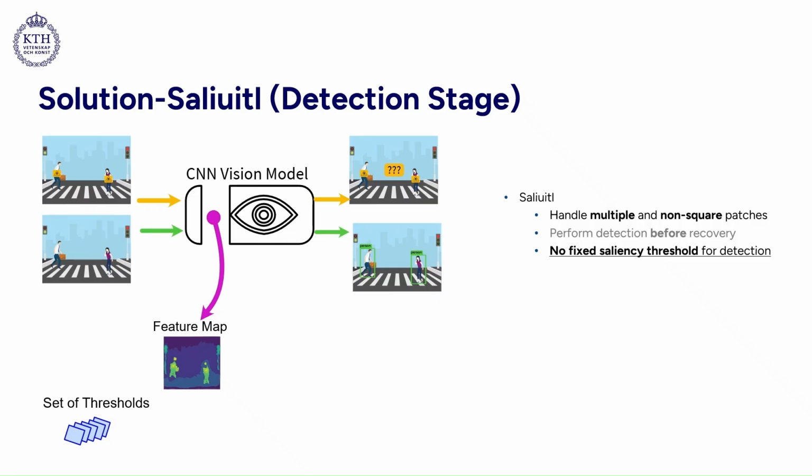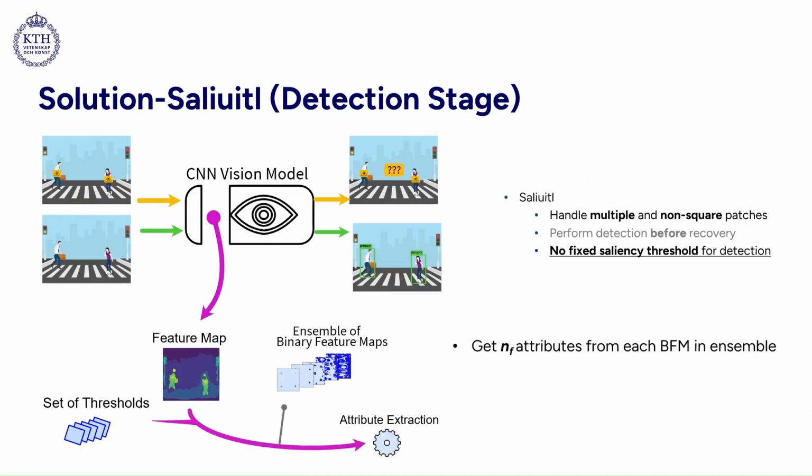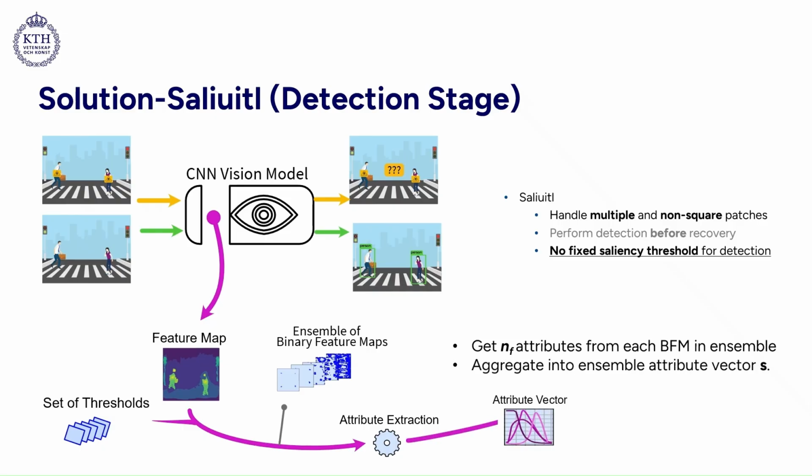This way, we don't need to tune for a specific threshold, and what we obtain instead of a binary feature map is an ensemble of binary feature maps. Then, we extract NF attributes from each binary feature map in this ensemble, and we aggregate all the attributes across the ensemble into the attribute vector S.